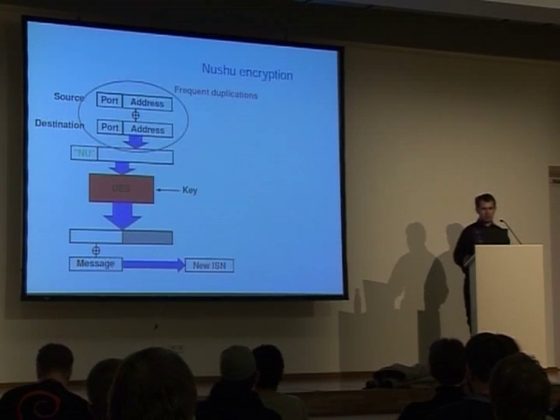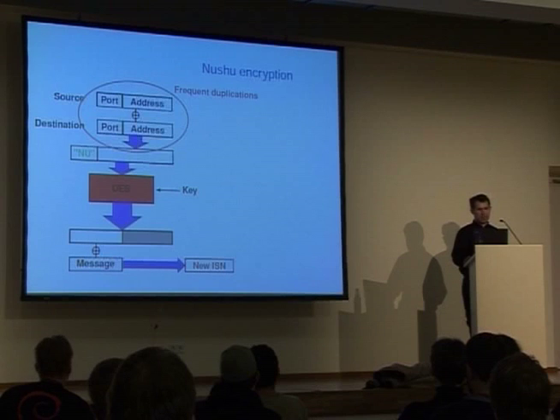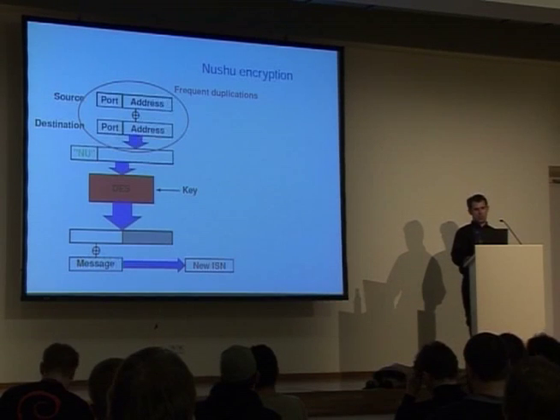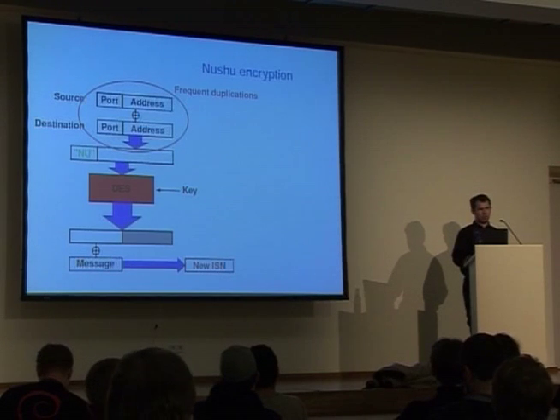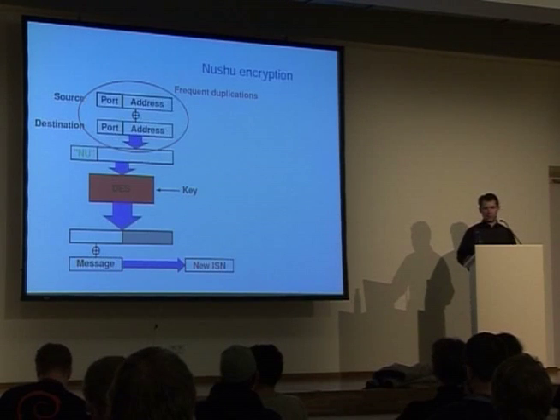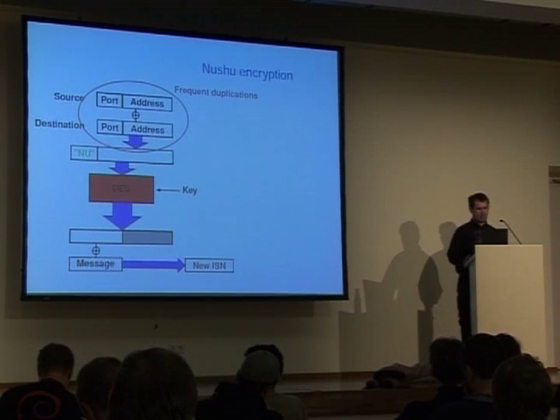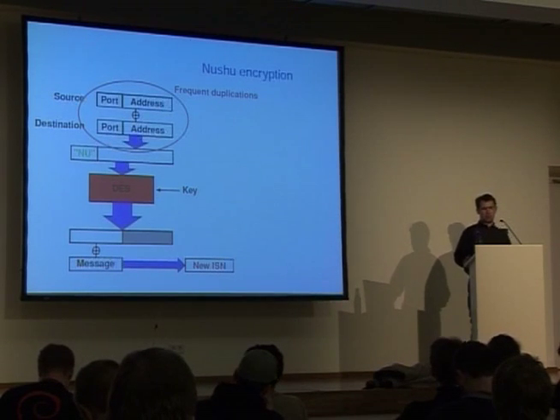The problem with this is there's going to be frequent duplications of the highlighted fields. The source IP address is not going to change for most hosts. It's pretty much fixed. Destination port, if you're doing a lot of web browsing, that will always be 80. The worst case is if you're using a web proxy, then the destination address is always going to be the same. The port is always going to be 8080.